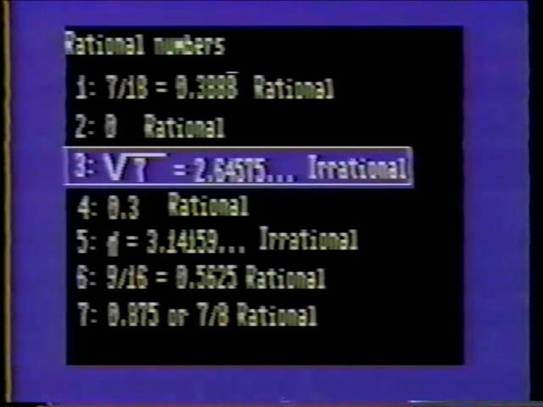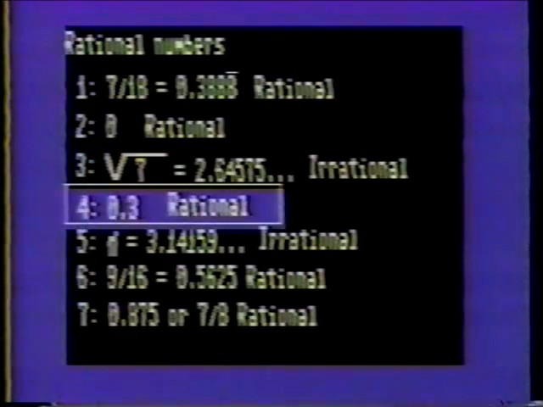Number 3, the square root of 7 is 2.64575. This number cannot be represented as a quotient of two integers. It contains neither a repeating nor terminating decimal. Therefore, the square root of 7 is an irrational number. Number 4, 0.3 is a rational number because it can be represented as a quotient of two integers. That is, 0.3 is the same as 3/10.